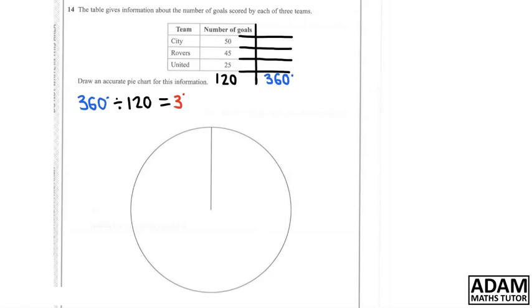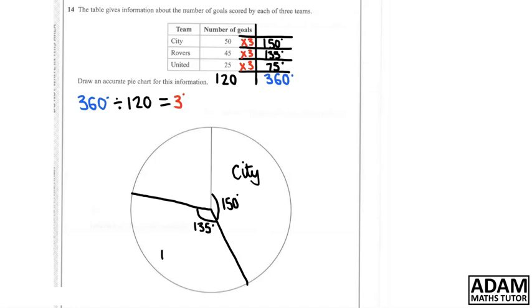So to get from the number of goals to the angle, I just need to multiply all of these by 3. So the angle for each of these would represent 150 degrees, 135 degrees, and 75 degrees. These should add to give you 360 degrees, which they do. Then use a protractor to measure the angles. So 150 degrees would be something around here, and this is City. 135 degrees would look like this, which is Rovers, and the last section will be about 75 degrees, which is United.